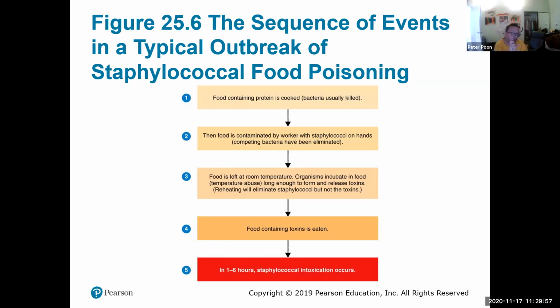Intoxication is with toxin, right? That is food poisoning, and that is the difference between staph infection and staph intoxication: how fast it affects you. If it's 1 to 6 hours, then it's intoxication. Okay, if it's a day or two, then it's infection.